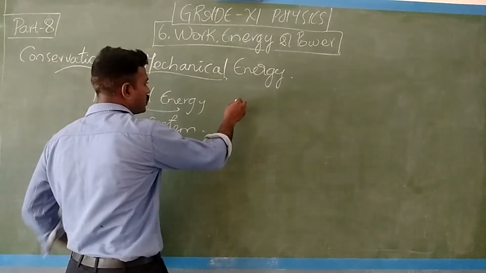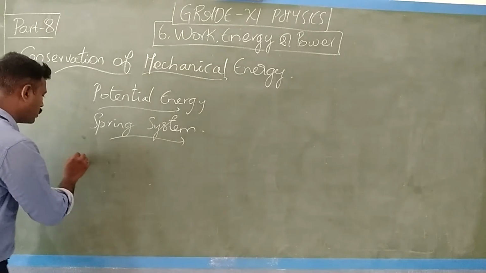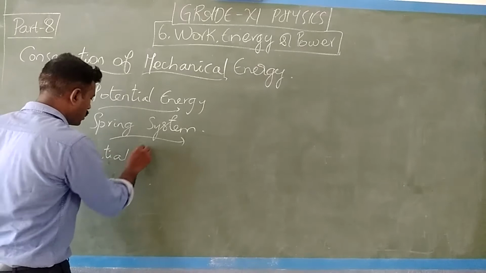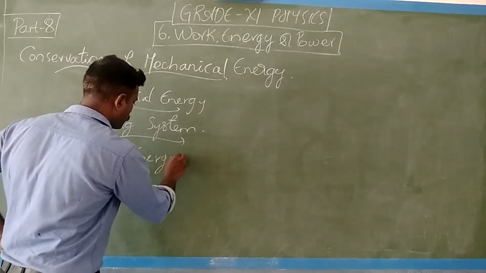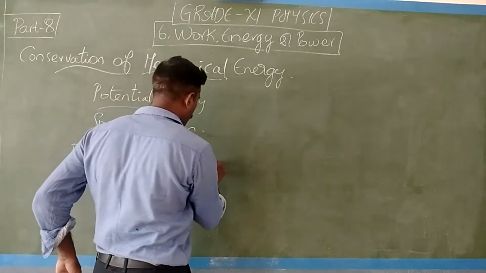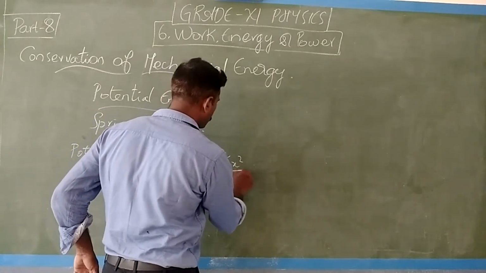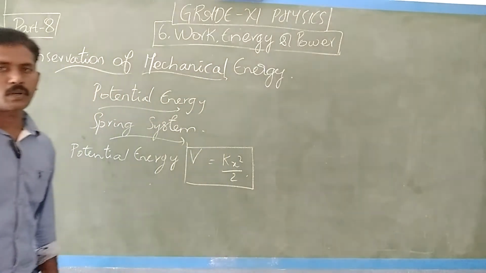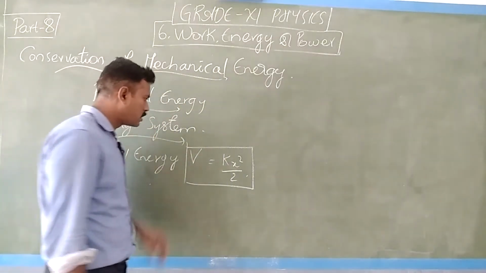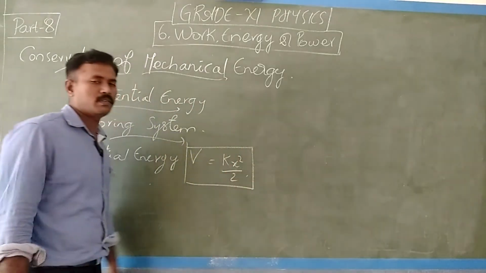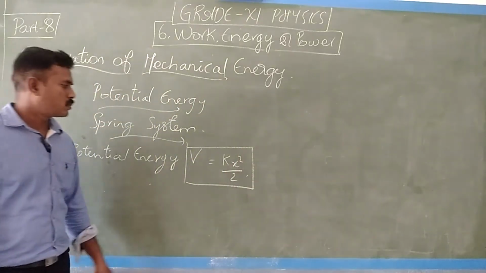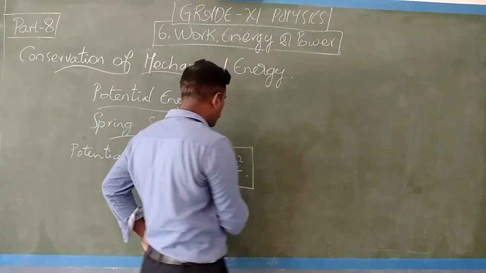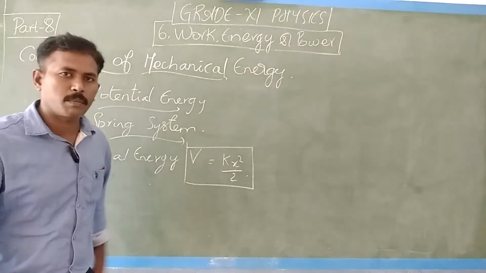the potential energy. So potential energy I will write here: V equals kx square by 2. This is the formula for the potential energy of this spring system that was previously discussed. Now, on differentiating this, consider this is the equation of the potential energy.